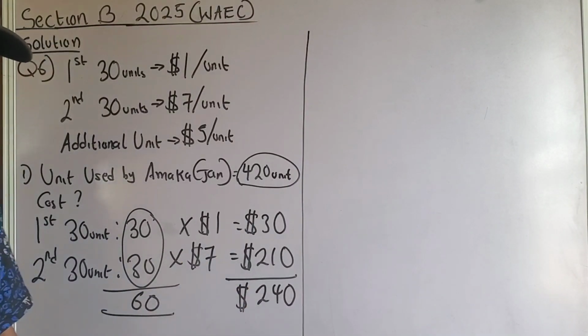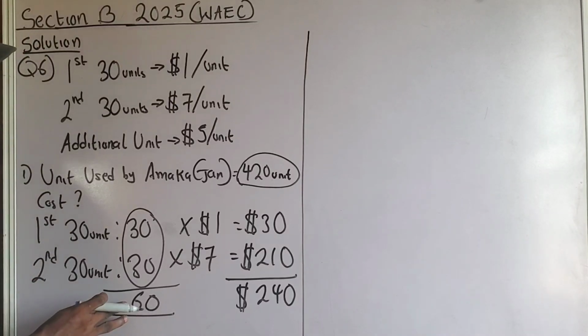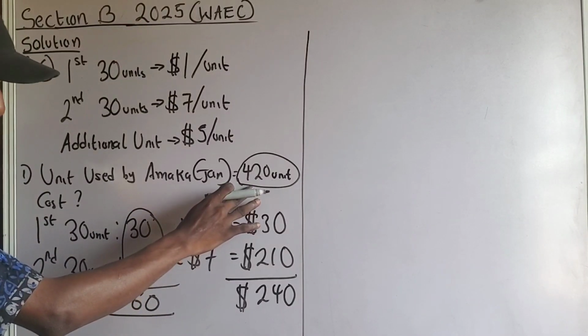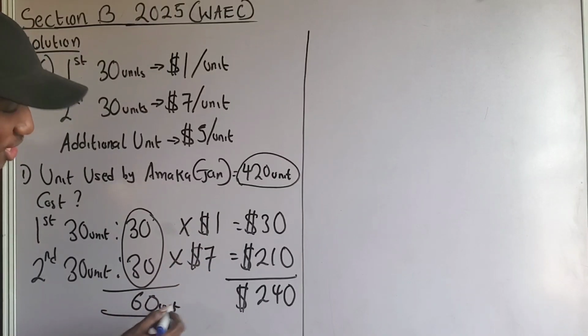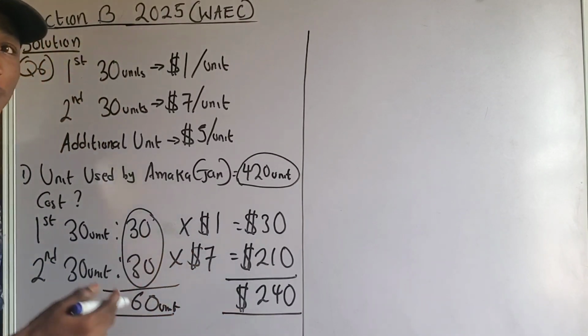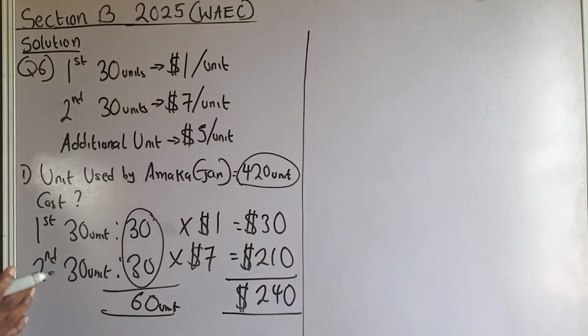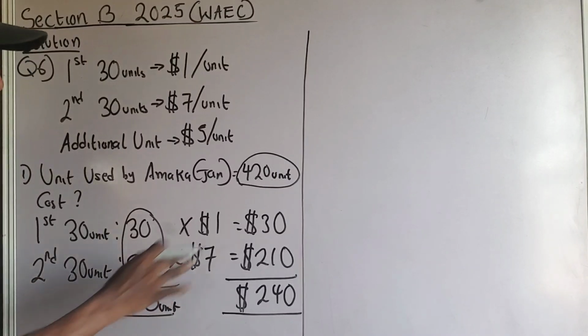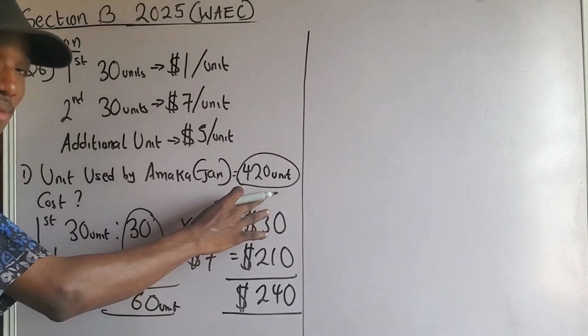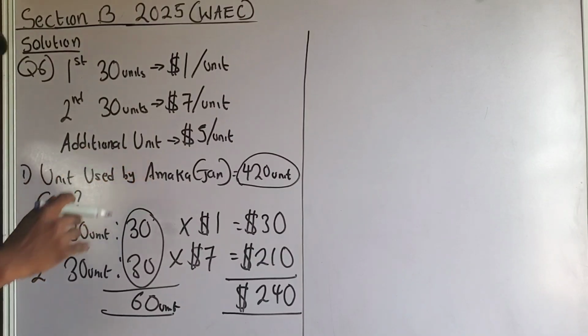We are not done with the question, okay? Now you are going to subtract 60 from 420. The cost of 60 units is $240, but Amaka consumed more than 60 units. You understand what I'm saying? So you are going to calculate the cost of the remaining units. You have to subtract 60 units from 420 units, because in the question, we've been given the additional unit, pay attention.